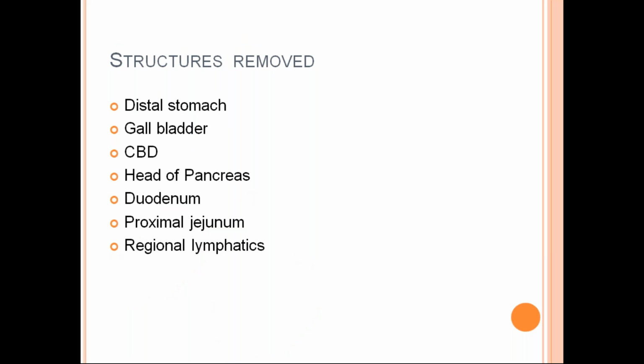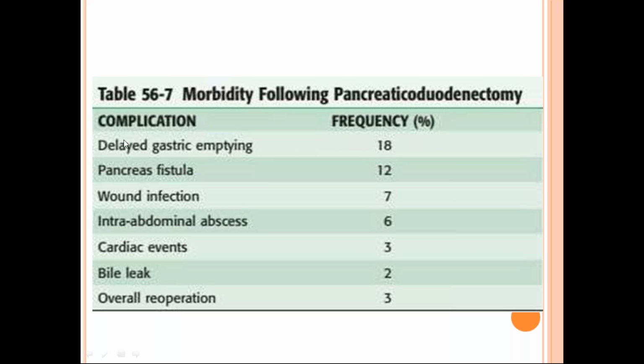So these are the structures removed: the distal stomach, gallbladder, CBD, head of pancreas, duodenum, proximal jejunum, and regional lymphatics. So following this, what are the complications? You know, anywhere gastric resection is done, you will have delayed gastric emptying, pancreatic fistula, wound infections, intra-abdominal abscess, cardiac events, bile leak. We have already previously seen bile leak, and overall reoperation for about 3%.